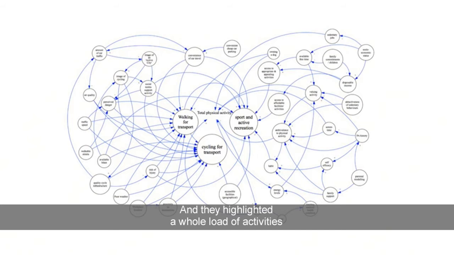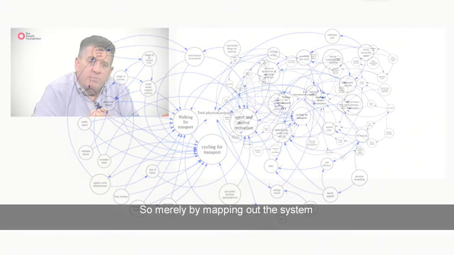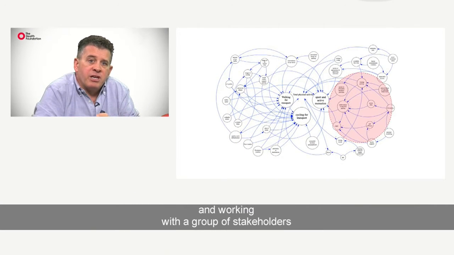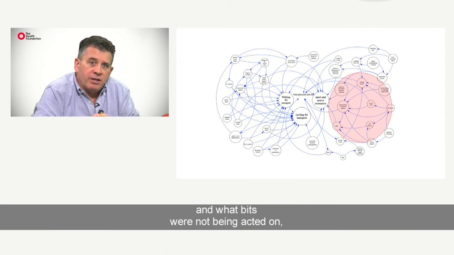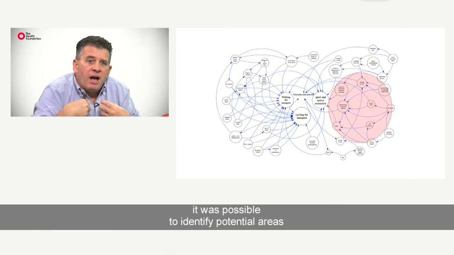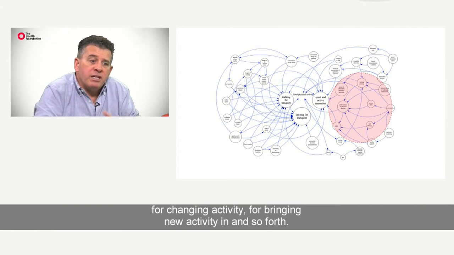And they highlighted a whole load of activities in that structural area on the left-hand side. We then got them to map out the kinds of things that they were currently focusing on, and that was the kinds of things that were on the right-hand side. So merely by mapping out the system and working with a group of stakeholders to examine what bits of the system were being acted on and what bits were not being acted on, it was possible to identify potential areas for changing activity, for bringing new activity in, and so forth.